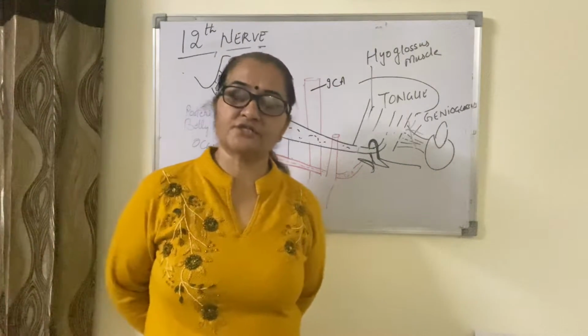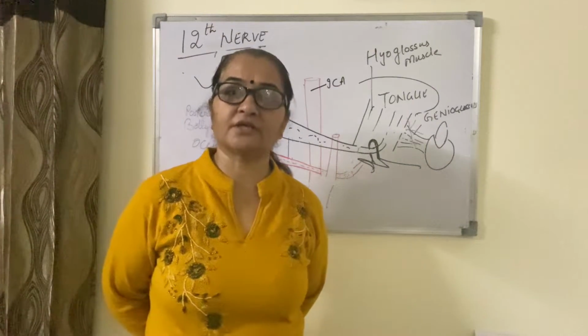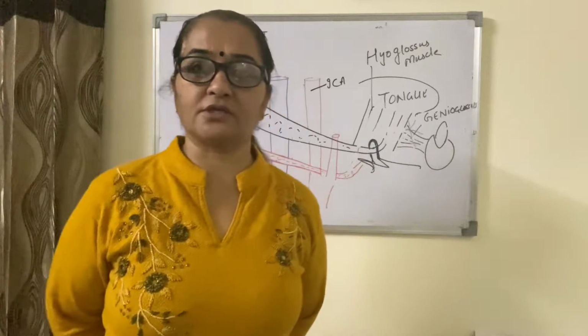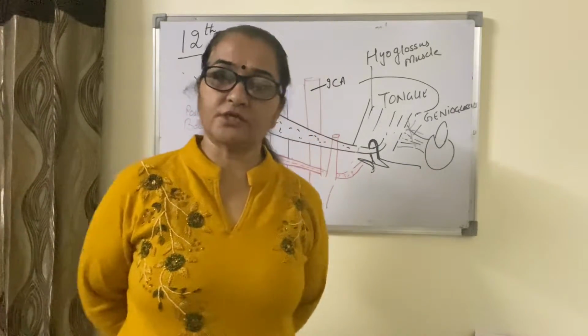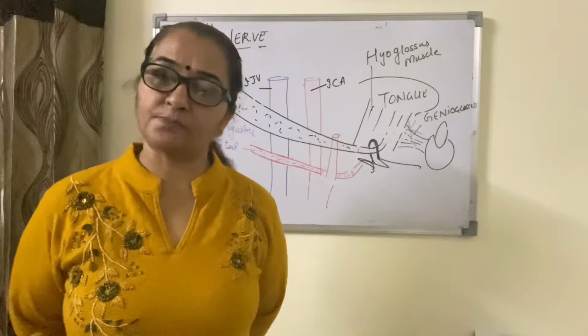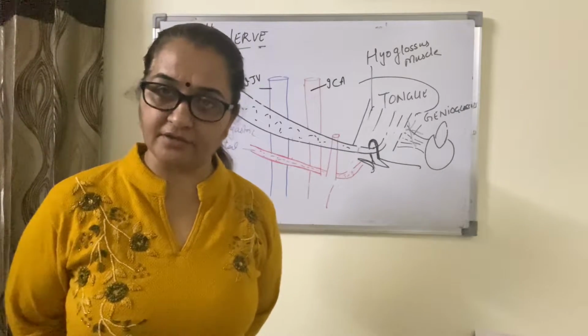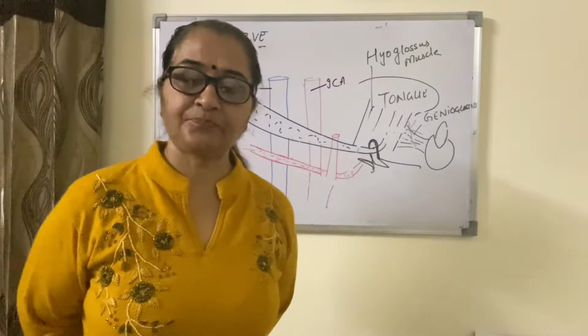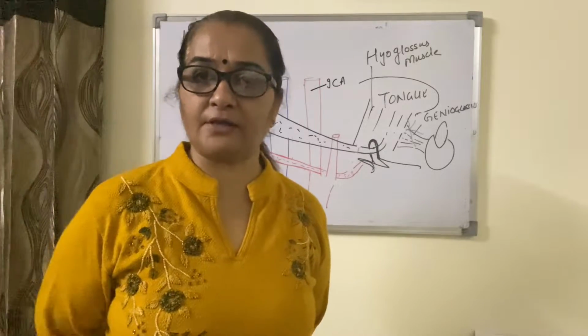Good morning, students. Today we are going to discuss the 12th cranial nerve. This is the hypoglossal nerve. Now, this hypoglossal nerve is a purely motor nerve meant to supply the muscles of the tongue, that is, all the intrinsic muscles and extrinsic muscles except palatoglossus.